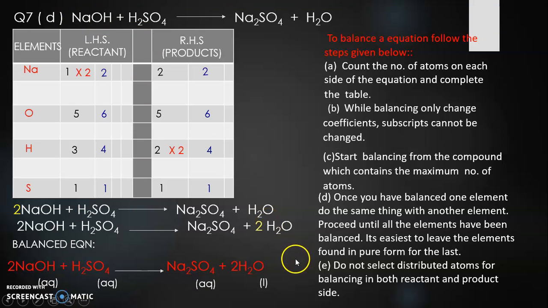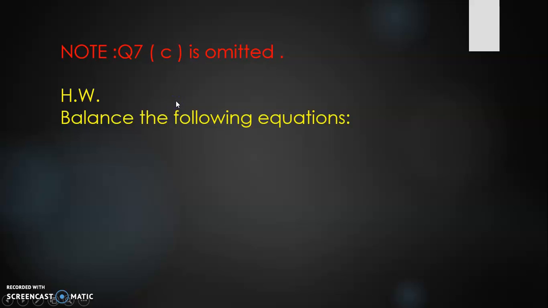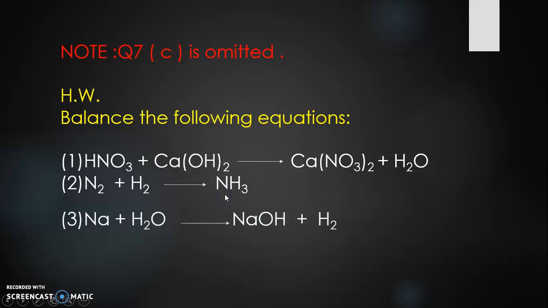So you must be wondering, where is question 7C? Well students, question 7C is omitted, and today for your homework, please do the following 3 equations. Before you start balancing the following 3 equations as homework, click on the following link for a quick recap, so it helps you and you become more confident in solving these 3 equations in homework.